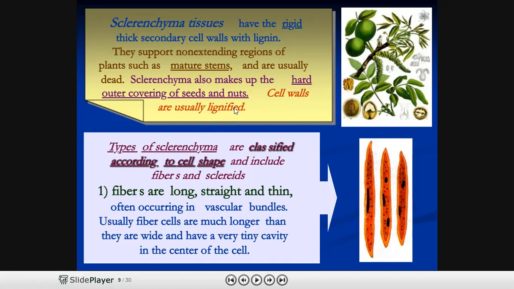तुम्ही कोणता पण seeds बघा, त्याचा कलर कसा असा brownish color झालेला असतो. So brownish, reddish. Actually, due to the deposition of lignin chemical, we can find those colors here. The types of this sclerenchyma are classified according to the cell shape, and they have two types here. One is called the fibers and the second one is the sclerites.